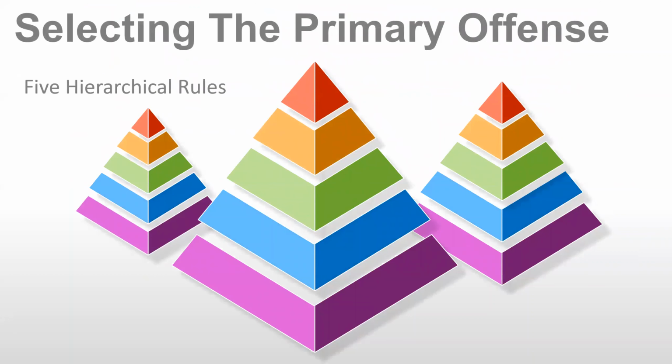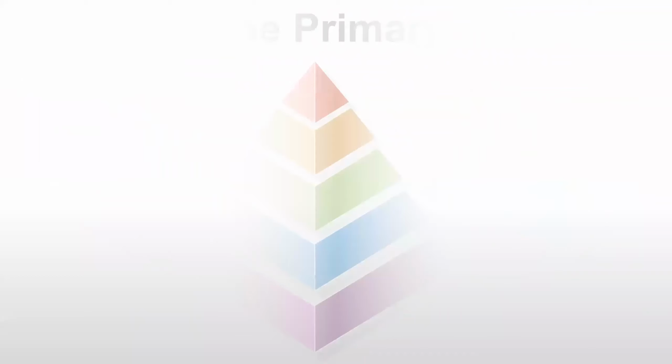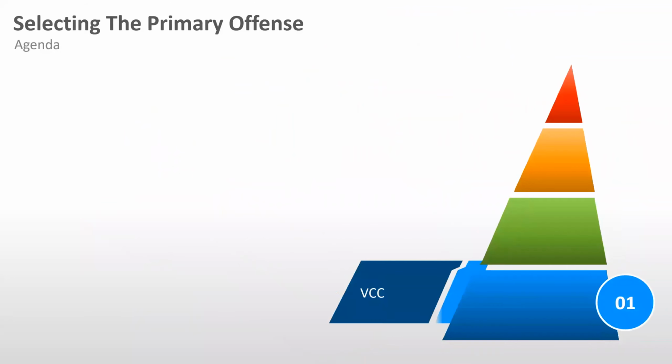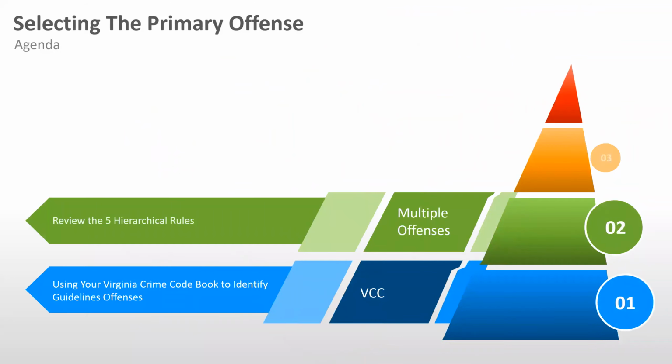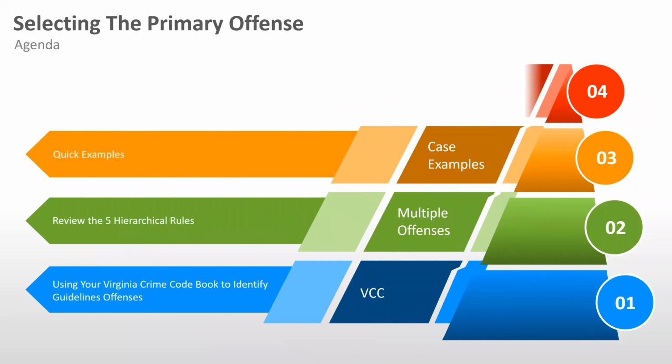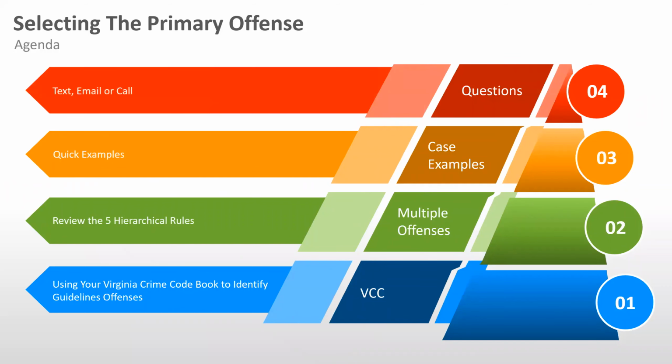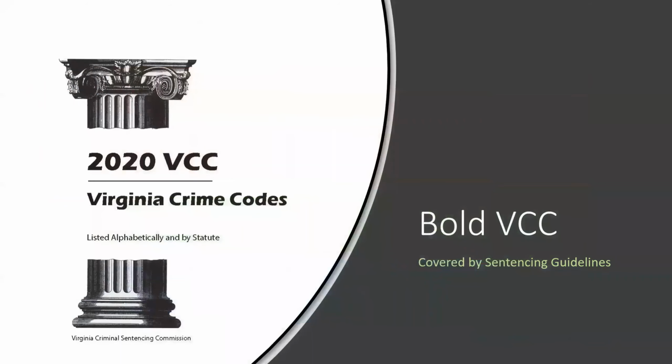In this video, we will learn how to select the primary offense. We'll also discover how to use your Virginia Crime Code book to determine whether felonies in your sentencing event are actually covered by the Virginia sentencing guidelines. We'll review the 5 rules for selecting your primary offense when there are multiple felonies in the event and use case examples to reinforce those rules. And at the end, give you contact information in case you have questions about scoring Virginia sentencing guidelines.